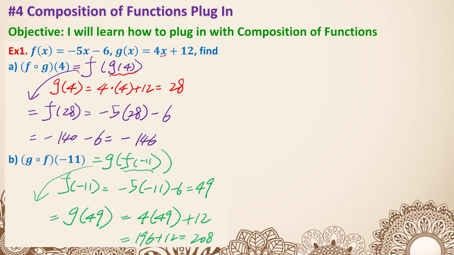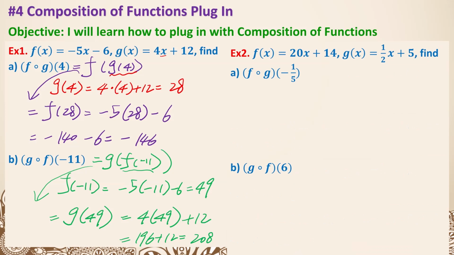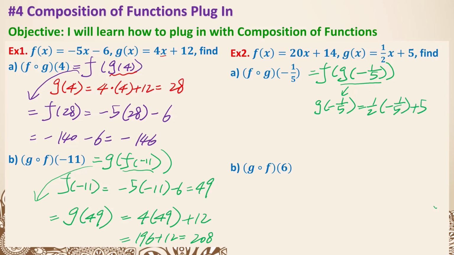That's example 1. Example 2 is going to be the same thing, just this time we have fractions. So let's get to it. f of g of negative 1/5. So we're going to first find the g of negative 1/5. That is going to be 1/2 times negative 1/5 plus 5. You can use your calculator to find out. It's going to be a negative 1/10 plus a 5, which is a 49/10.